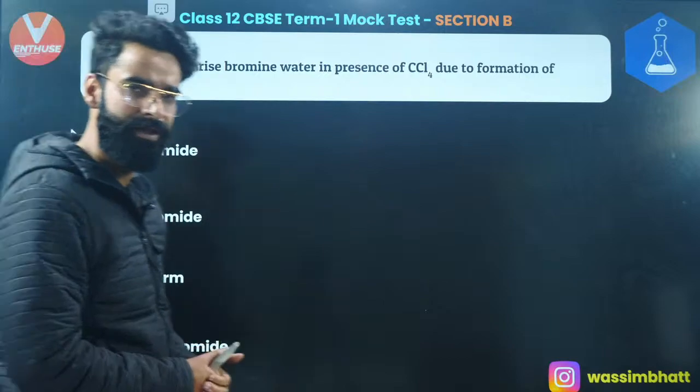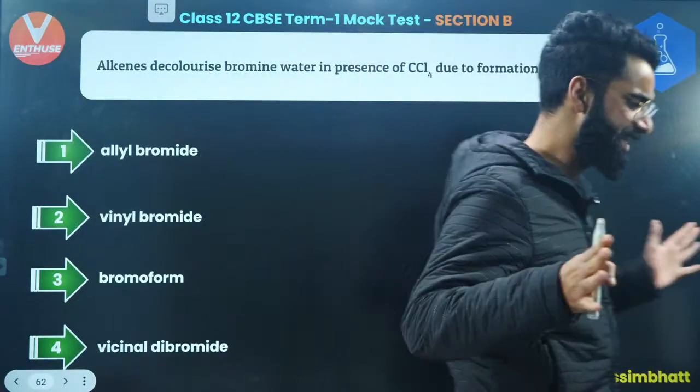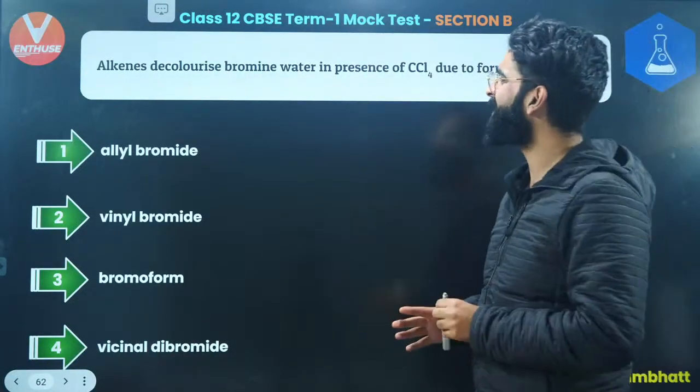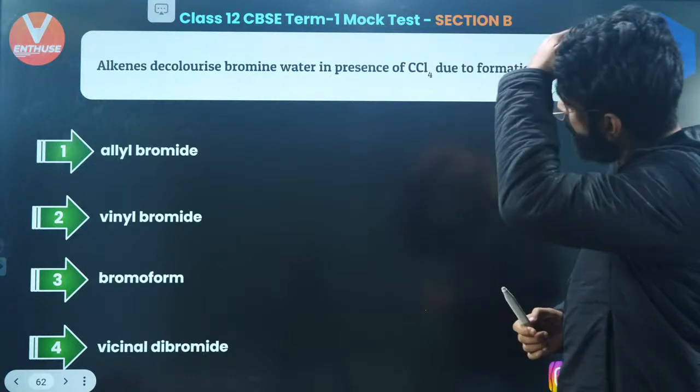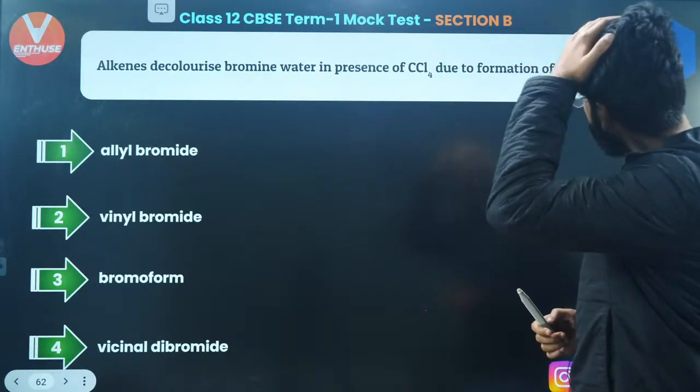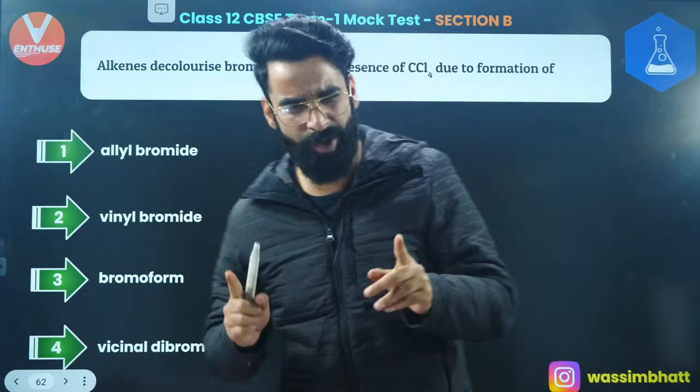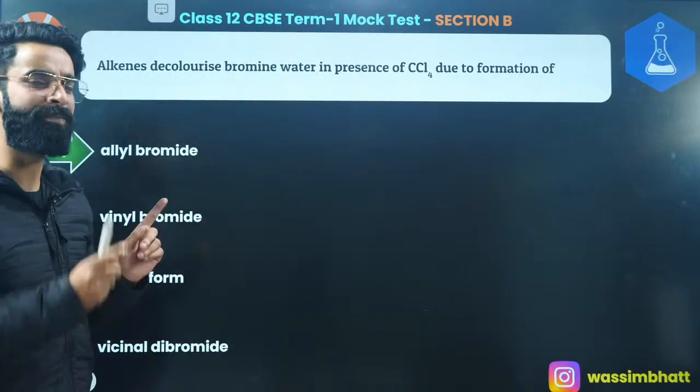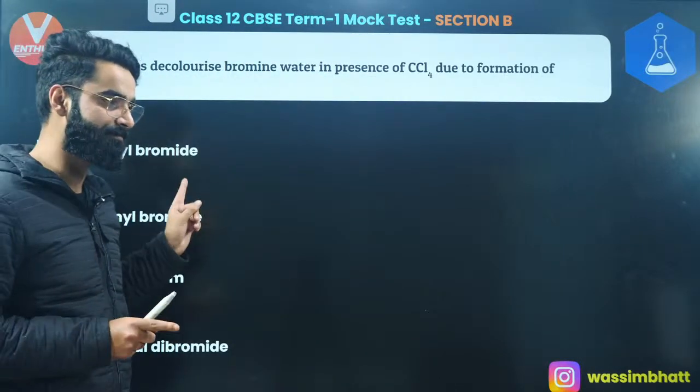One more for you. Let me know fast. A very simple question, which is NCERT based. Kill it. Fast. Alkenes decolorize bromine water in presence of CCl4 due to the formation of... It's a very common reaction, guys. Do you get geminal dihalide or vicinal dihalide in this?